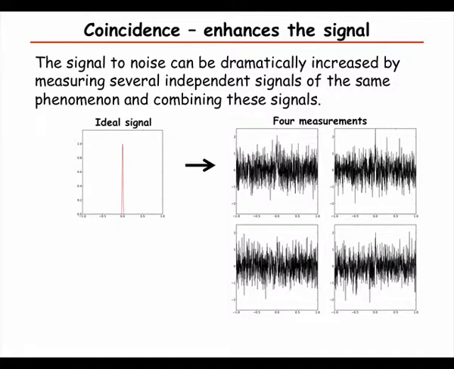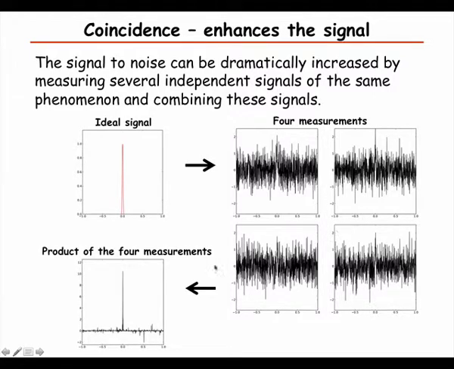So another thing that we can do is to use coincidence to enhance the signal. So if we have an ideal signal here, so there is a peak at 0, and then we add a lot of noise, you can see that there is some signal maybe at 0 and in these 4 measurements. But what we can do, if the noise is uncorrelated, is, for example, one way to do the coincidence is to multiply these signals together.